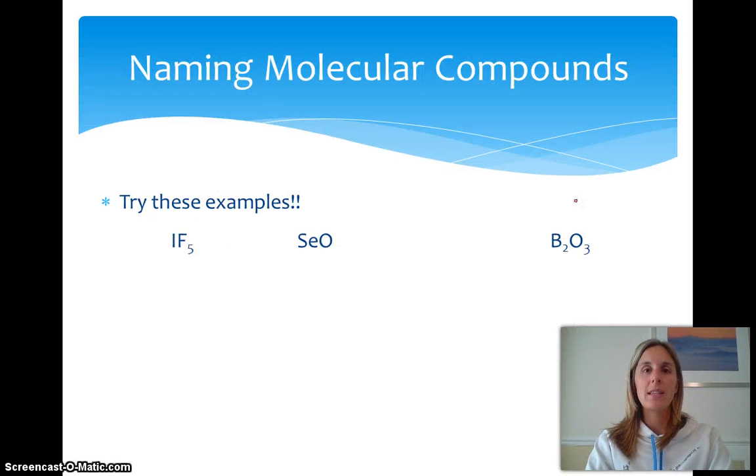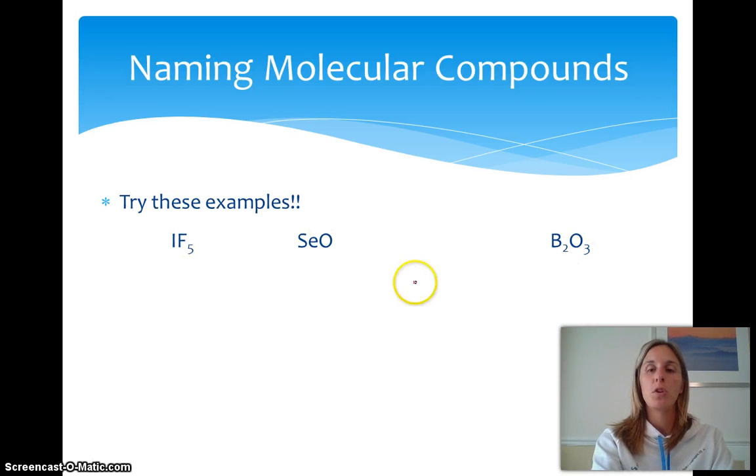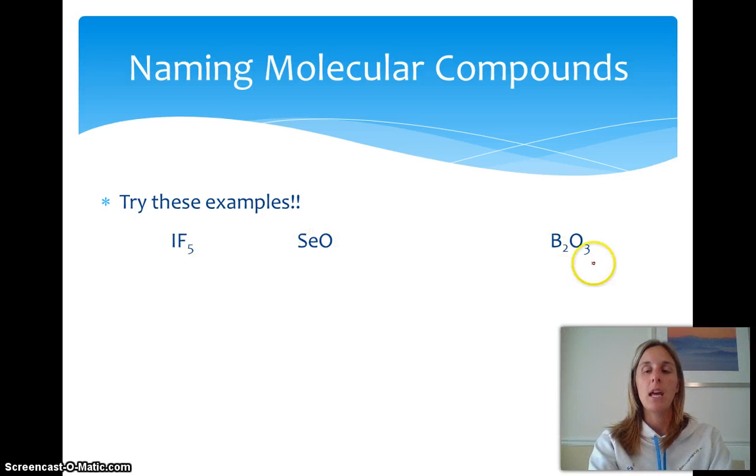So you'll see these 3 examples in your notes, so let's go ahead and use these with our new rules. Now, how do we know that they're molecular compounds? If you look at the formulas, you'll notice that there are no metals present. I, F, S, E, O, B, and O all come from the nonmetal side of the periodic table. So that's how you know they're molecular, because there are no metals present. So we use our naming rules to go ahead and give them their name.